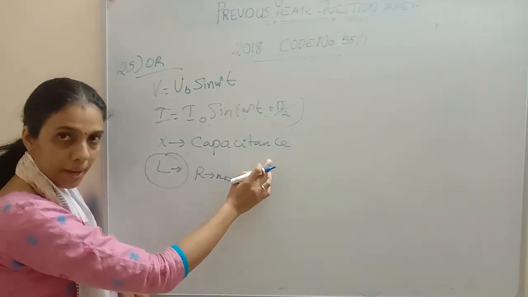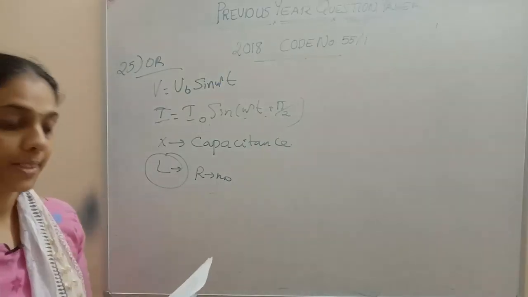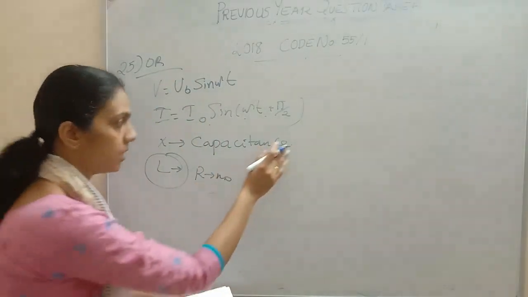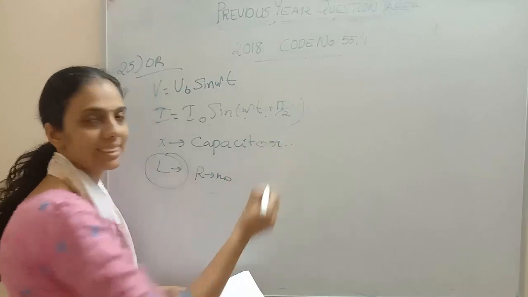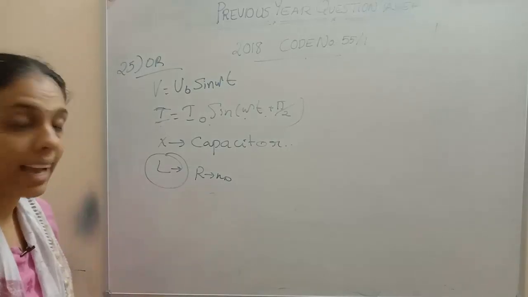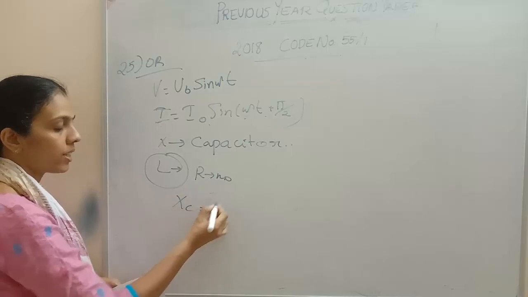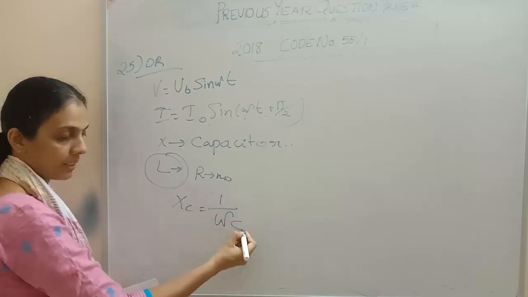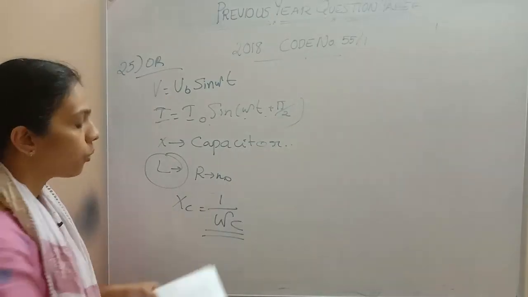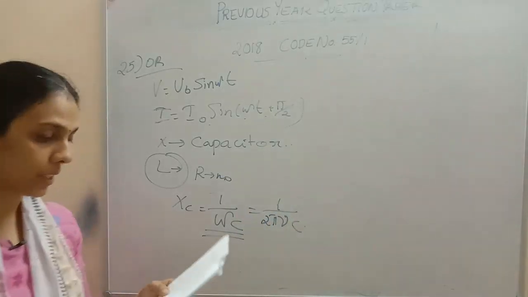So here it is leading by pi by 2, so X represents the capacitor of the circuit. The device name is capacitor. Now write down the expression for its reactance. Xc equals 1 by omega C. This is the representation for reactance. Instead of omega, we can also write it as 2 pi nu C.